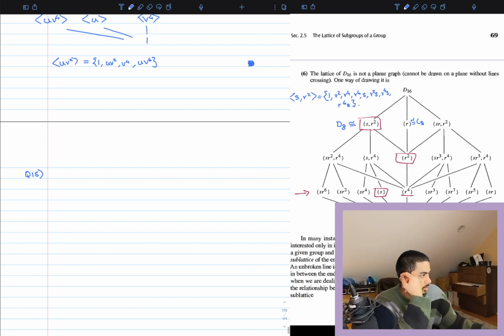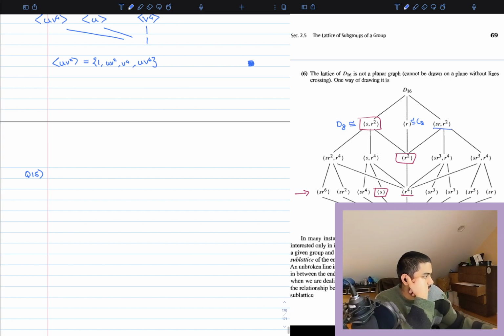How do we check this? Well, we can write this as ⟨S R, R²⟩, where R² to the 4 equals S² equals 1. And is it the case that S R² is the same thing as R⁻²S? If this is the case, then this is isomorphic to D8. So is this the case? Well, according to D16's relation, it is in fact true. So yeah, this is isomorphic to D8.